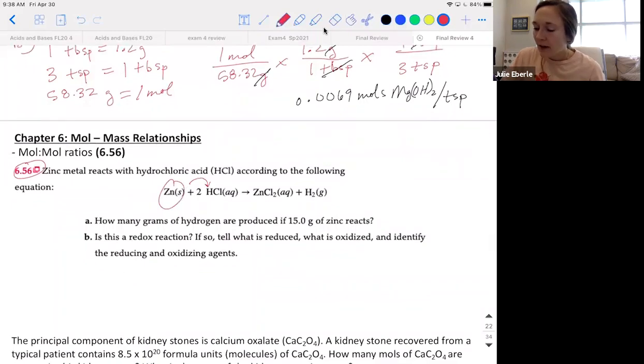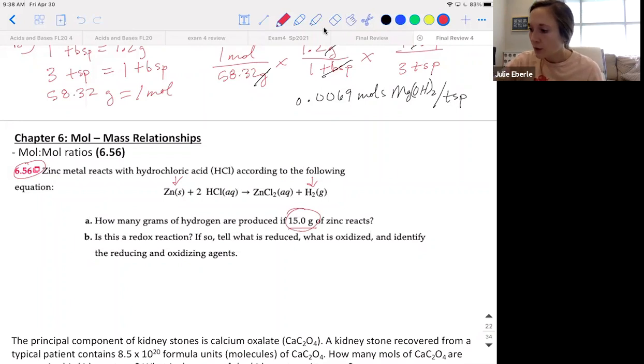Okay, how many grams of hydrogen are produced if 15 grams of zinc react? So you see what's happening? I'm giving you information on this substance, and I want to know something on that substance. Anytime you're given information on one reactant or product and you're asked for information on the other one, you've got to use a mole to mole ratio. And if we're going to use mole to mole ratio, then we've got to convert this amount of grams to moles. And this is where molar mass comes in.